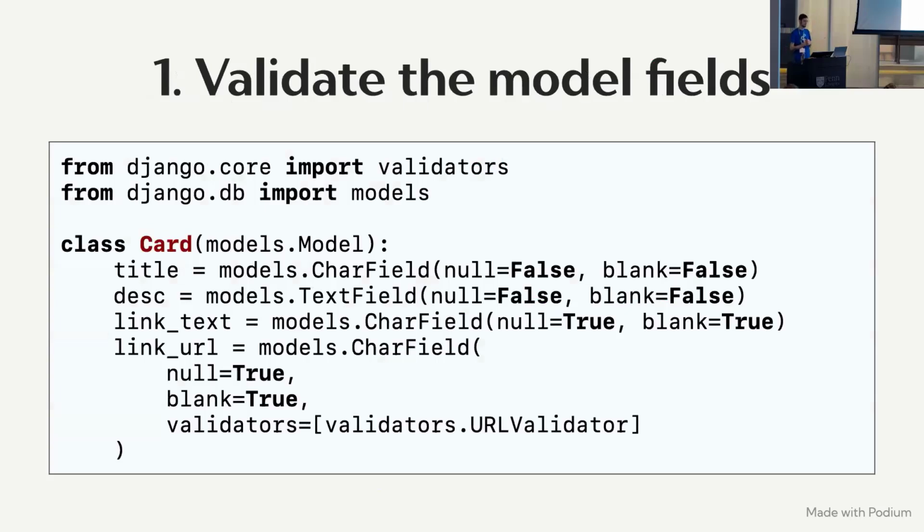Number 1, validating the model fields. Looking back at our example, step 1 covers the items we see written into those field definitions. Are the required title and description fields populated? And if there is a value in the link URL field, does it look like an actual URL? That's what that validator's URL validator thing is doing. It will run the value you put into the link URL field through a regex and make sure that it looks like an actual URL.